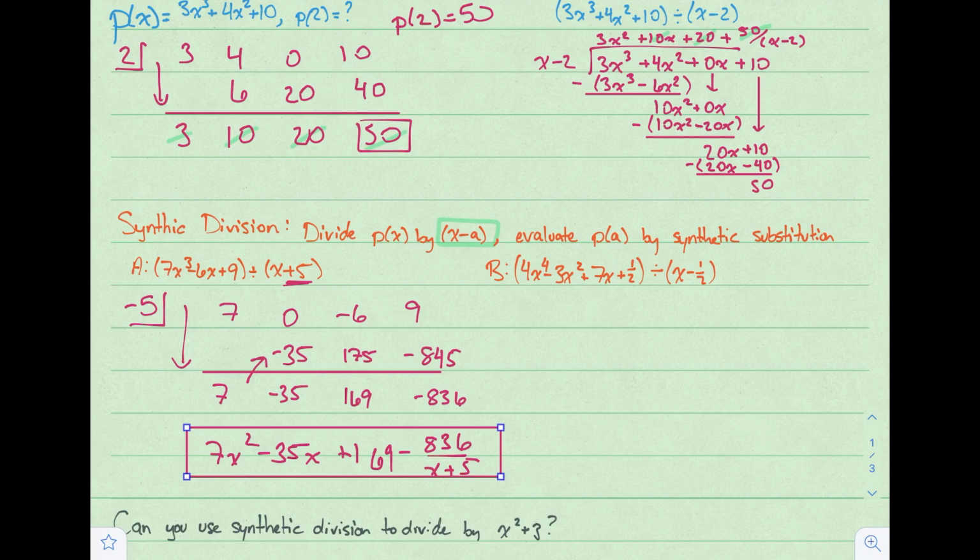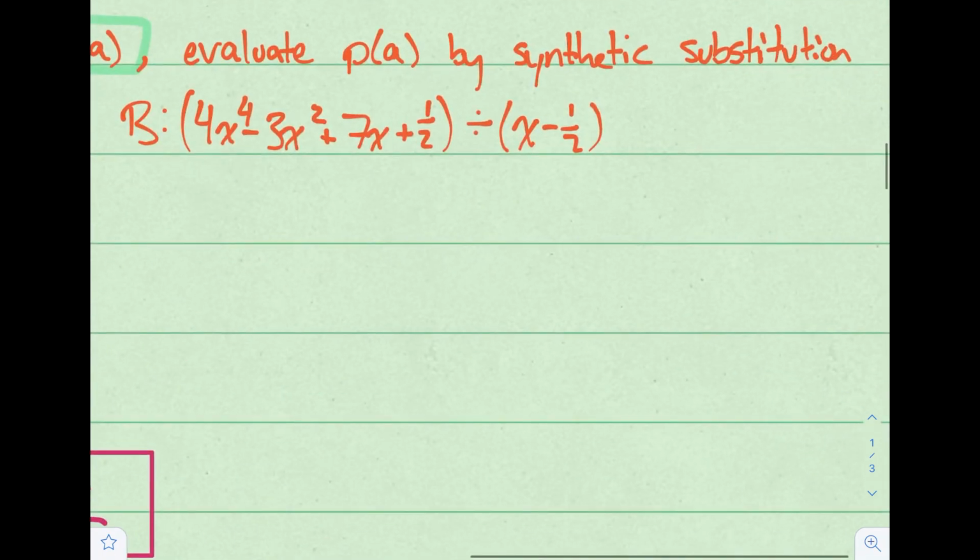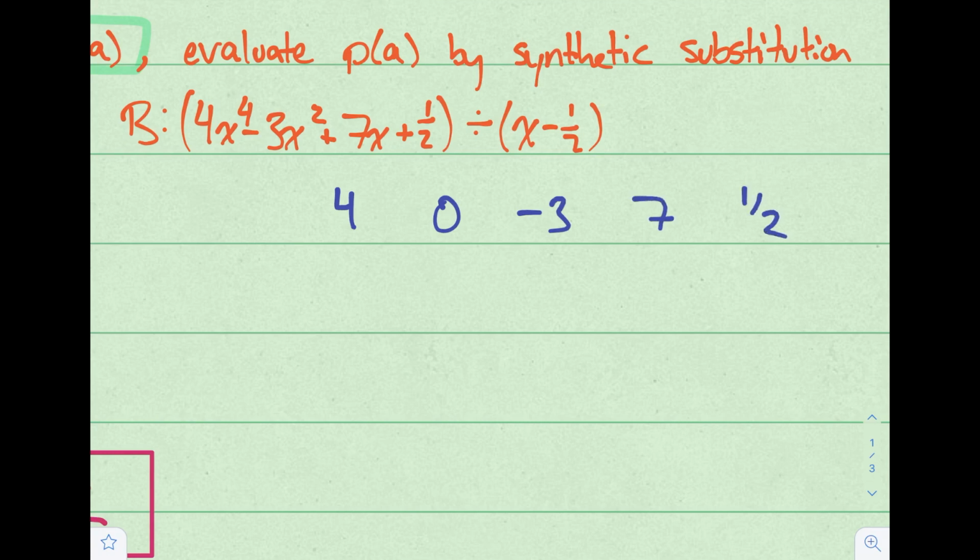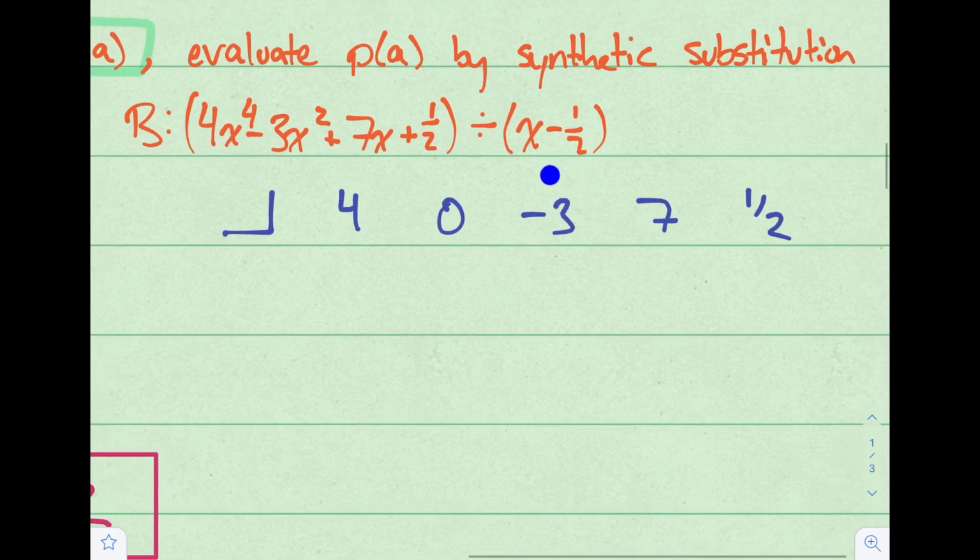Let's do one more together. I've got 4x to the 4th minus 3x squared plus 7x plus 1/2, and I want to divide it by x minus 1/2. So again, I will start by listing the coefficients. 4 for my x to the 4th term. I need to be careful. I'm skipping from x to the 4th to x to the 2nd, so I need to include 0 for my x cubed term, -3 for my x squared, 7 for my x, and then 1/2 in a box off to the side. I'm going to put the opposite of this number, so positive 1/2.